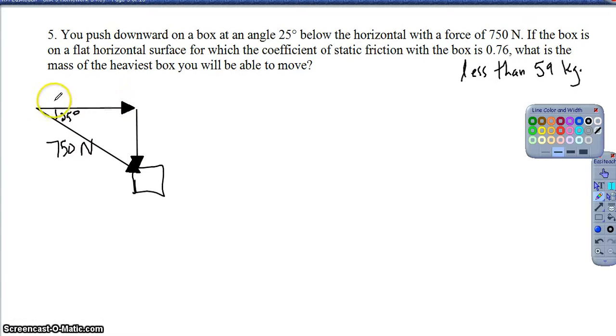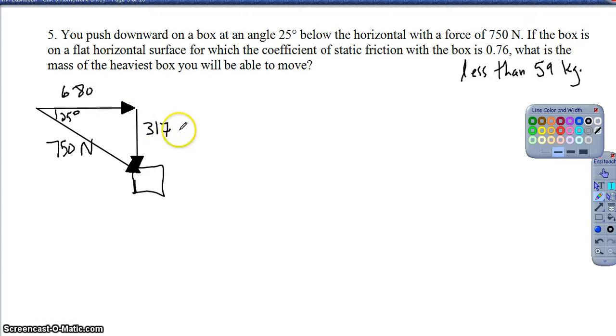Well, in order to determine the heaviest box that I can move, I need to figure out what my components are. If I find the horizontal component of this force, based on the way that I've set it up here, it ends up being about 680. I think it's actually 679 point something, but I'll round that off to 680. And then my vertical component ends up being about 317, again rounding that off a little bit.